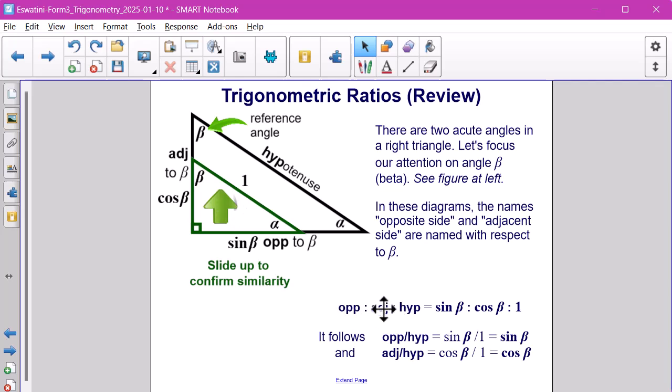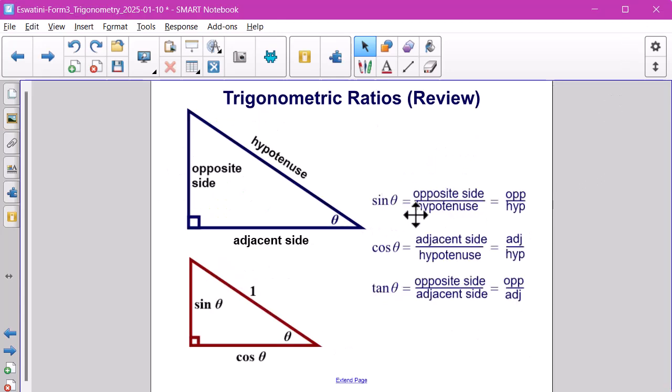So again, we have opposite to adjacent to hypotenuse will be equal to sine of beta to cosine of beta to 1. And it follows that the opposite side over the hypotenuse is equal to the sine of beta over 1, which is equal to the sine of beta. And that the adjacent side over the hypotenuse is equal to the cosine of beta over 1, which simplifies to the cosine of beta.